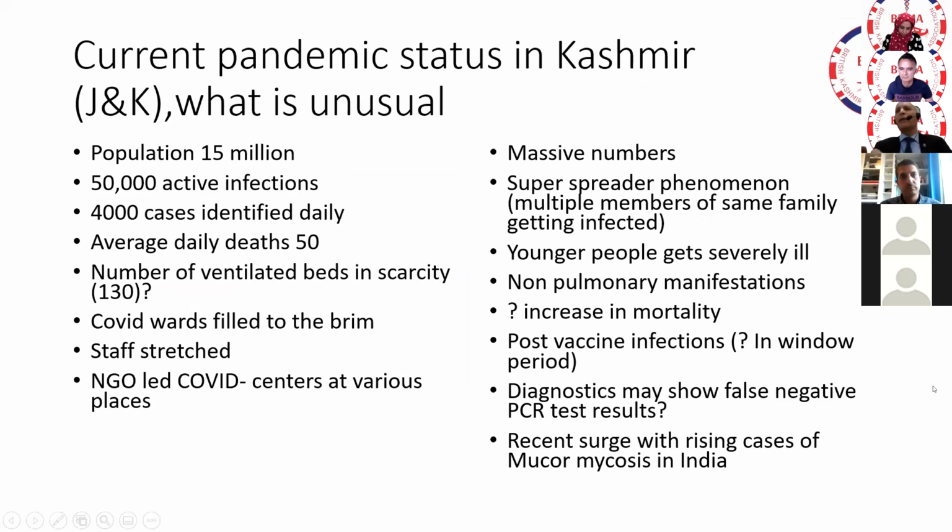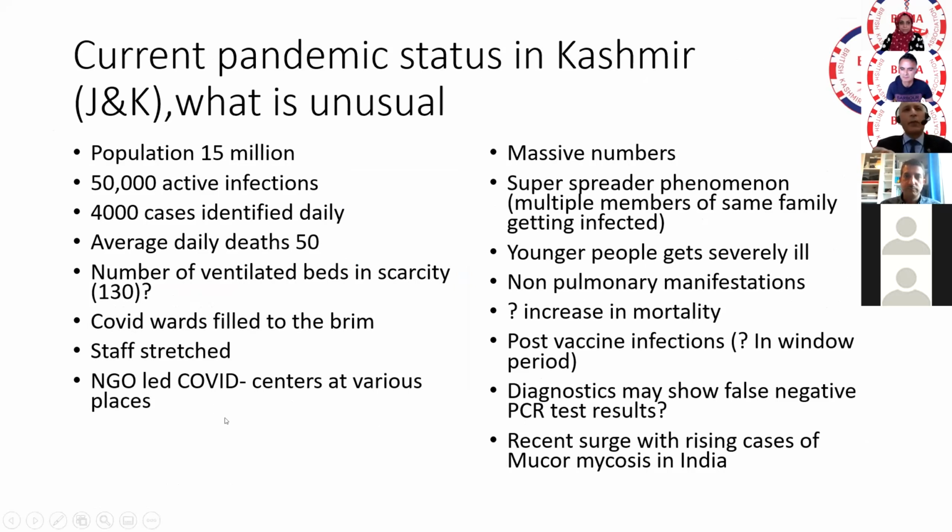Now, what's happening in Kashmir and in India at the moment is there are certain unusual features I've been seeing during this second wave. People have seen quite massive numbers, and there's a super spreader phenomenon that multiple members of the same family are getting infected. Younger people and also those who are vaccinated may get infected. And perhaps there is an increased mortality, although it's not been proved as yet.